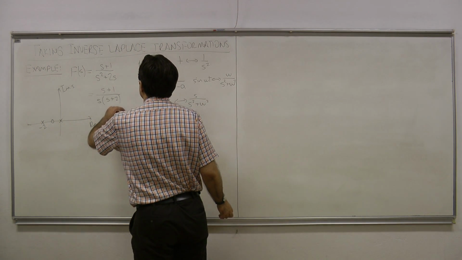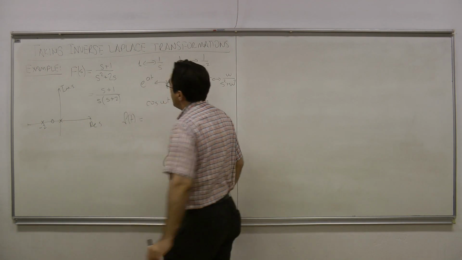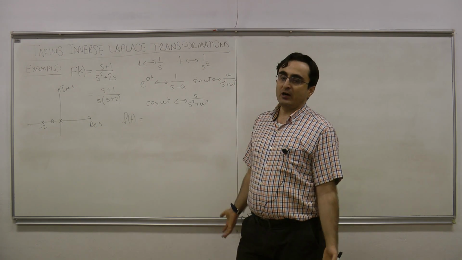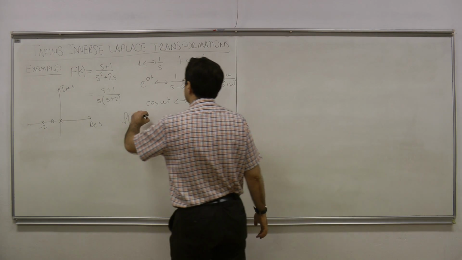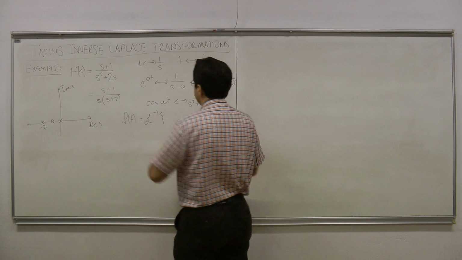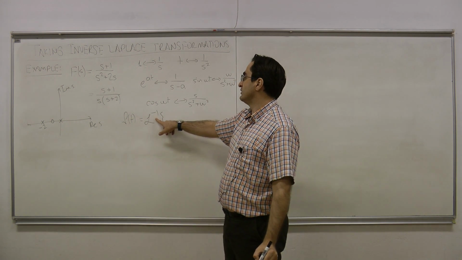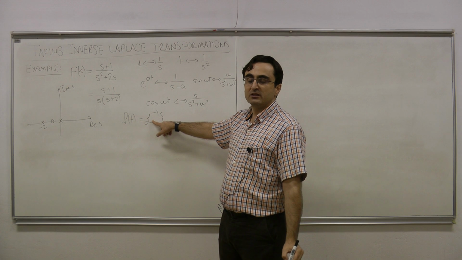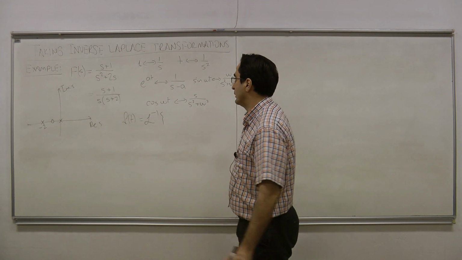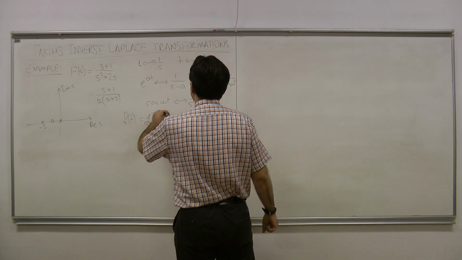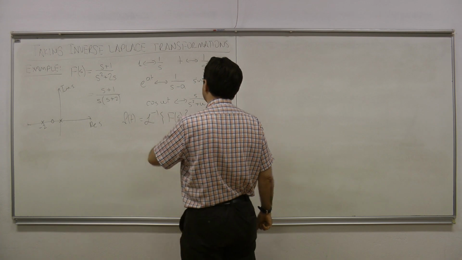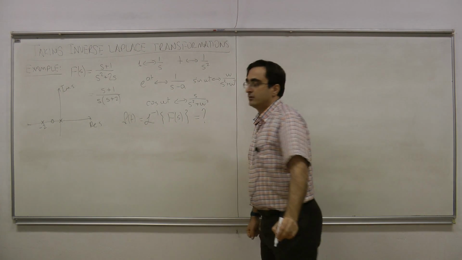So here our question is, what is f of t? And by f of t, I mean the inverse Laplace transformation of capital F of s. I will show the inverse Laplace transformation like this, the letter L representing Laplace transformation to the power minus 1. It is going to be the inverse Laplace transformation of capital F of s. This is the question.